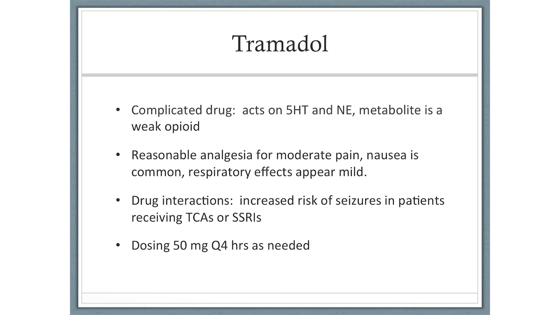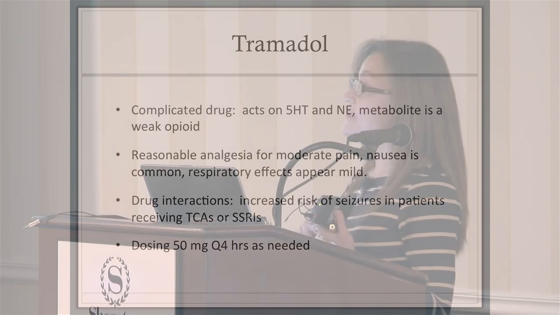Nausea is relatively common with tramadol. It appears to be a pretty weak respiratory depressant, although kids can definitely have some respiratory depression on it. One drawback is that kids receiving tramadol who are on tricyclics or serotonin drugs can have drug interactions, with increased risk of seizures and serotonin syndrome. It seems to be dose dependent, so you have to be careful of dosing and monitor the side effects closely.